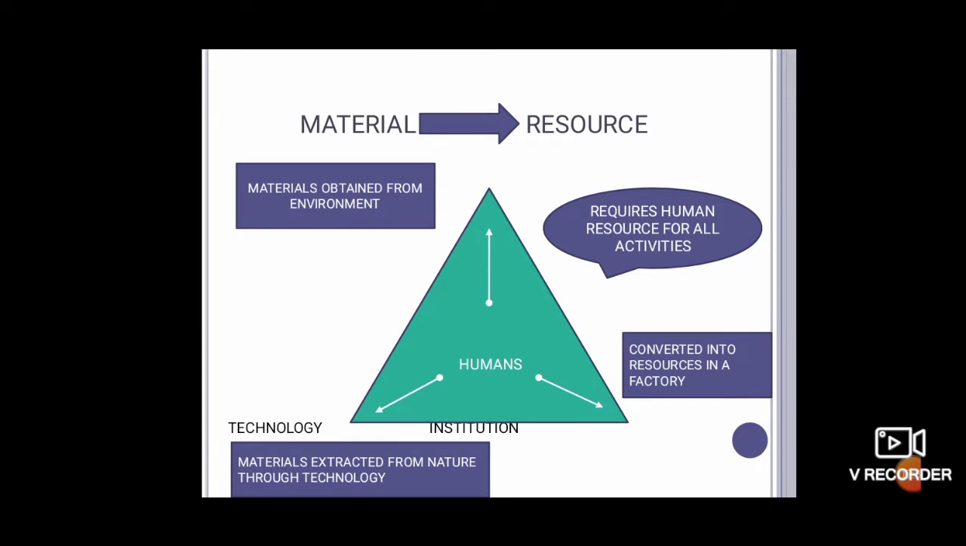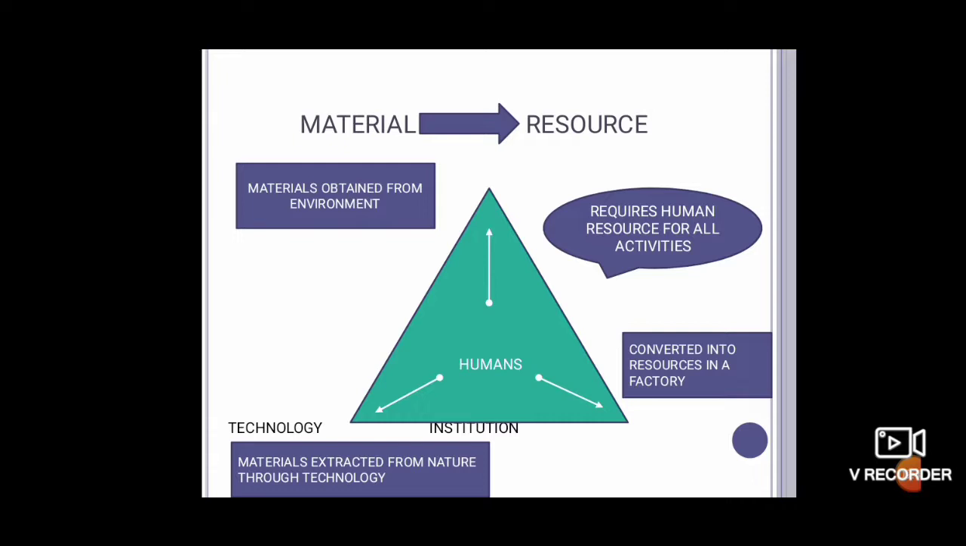So how can a material be converted to a resource? We require three important things here. One is the technology, the other one is the resource, and the third one is the institution. So what happens here? Here we require nature. Nature is where the materials are obtained from. And we require technology to extract those materials from nature, and in an institution we convert these materials into a resource. So we require three factors: nature, technology and institution.